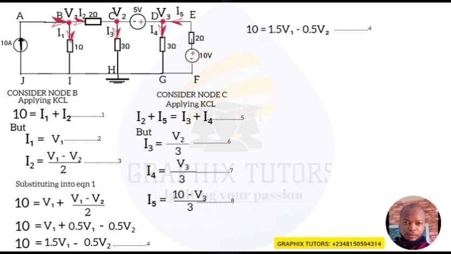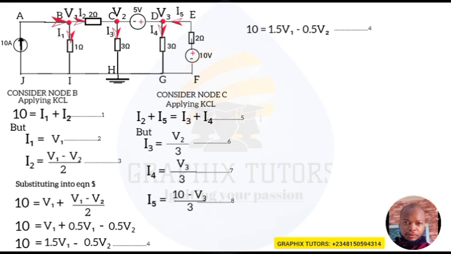I ignore equation 3 and equation 2 here, because I already solved for them when I was dealing with node B. So I don't have to repeat it again. Now, we've gotten all what we want here. Now, you will substitute I3, I4, I5, and I2 into equation 5.